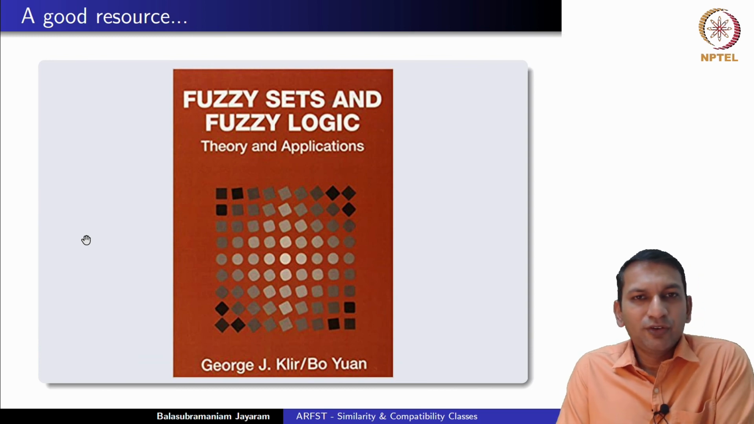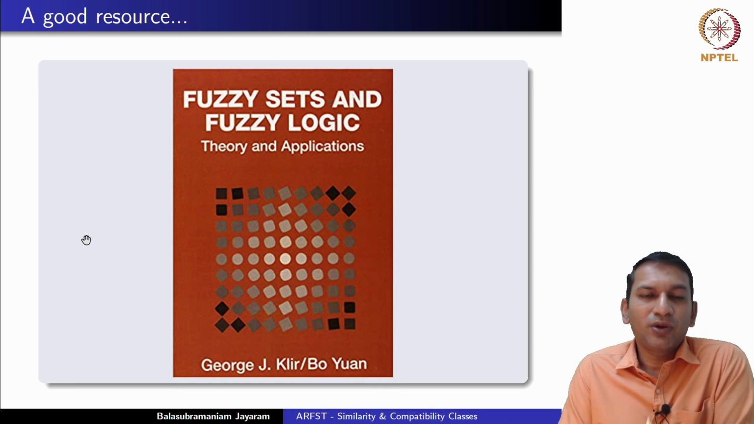A good source for the topics that we have seen in this lecture is the book of Klir and Yuan. Almost whatever we have spoken about on the compatibility and similarity classes are available in this book.